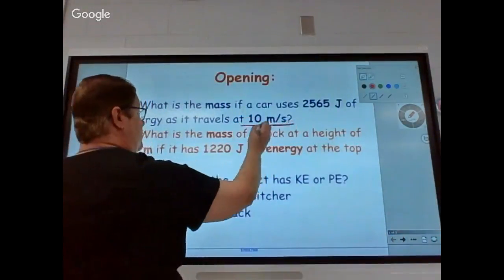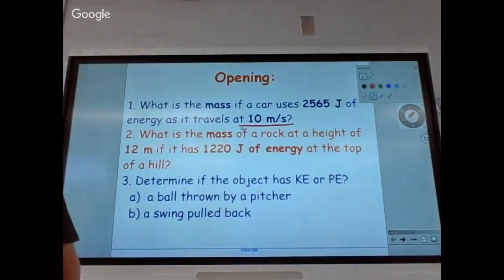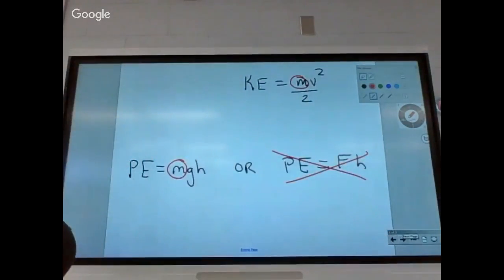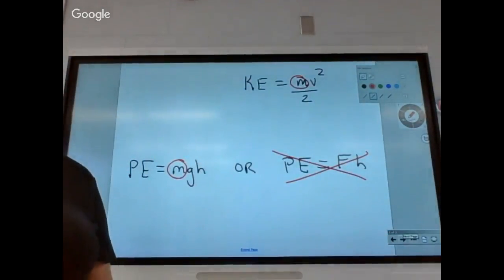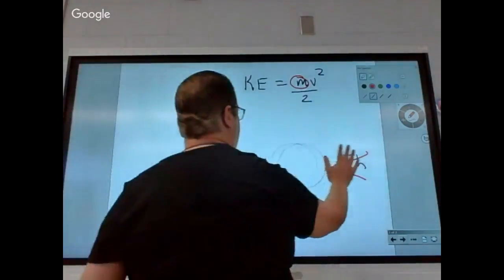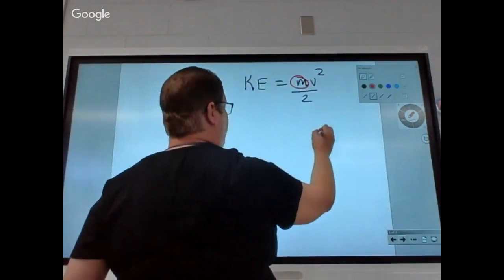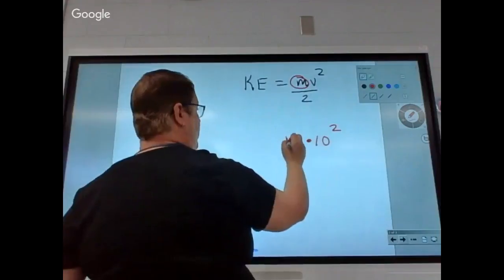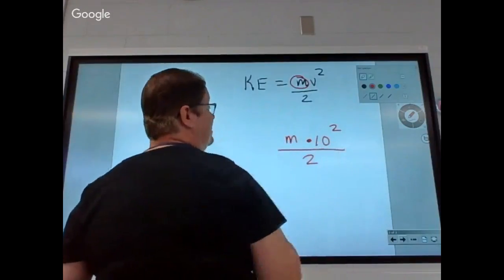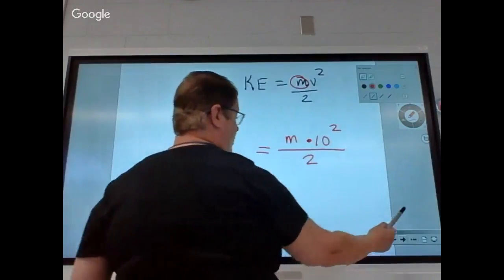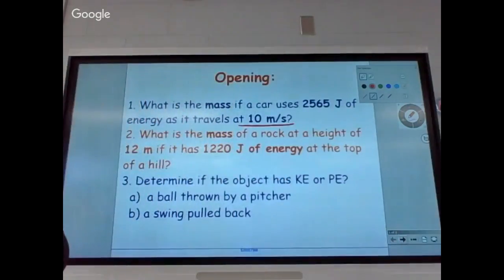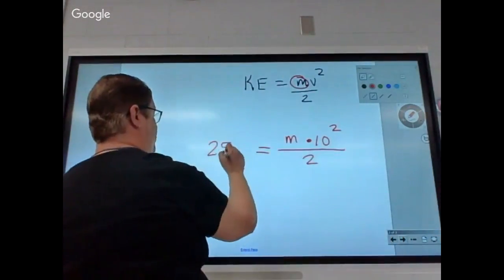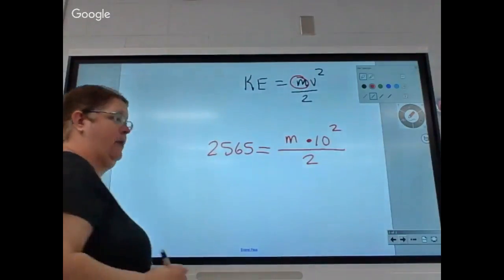Is this a height or a velocity? So that tells us we want which of these 2 formulas if it's a velocity. The top one, okay? So if I get rid of this, that 10 has to go where the velocity is. So 10 squared. It said what is the mass, so I'm looking for m. Over 2 is a constant. That's not changing. I need KE. What's my KE? So I'm putting 2,565 here.